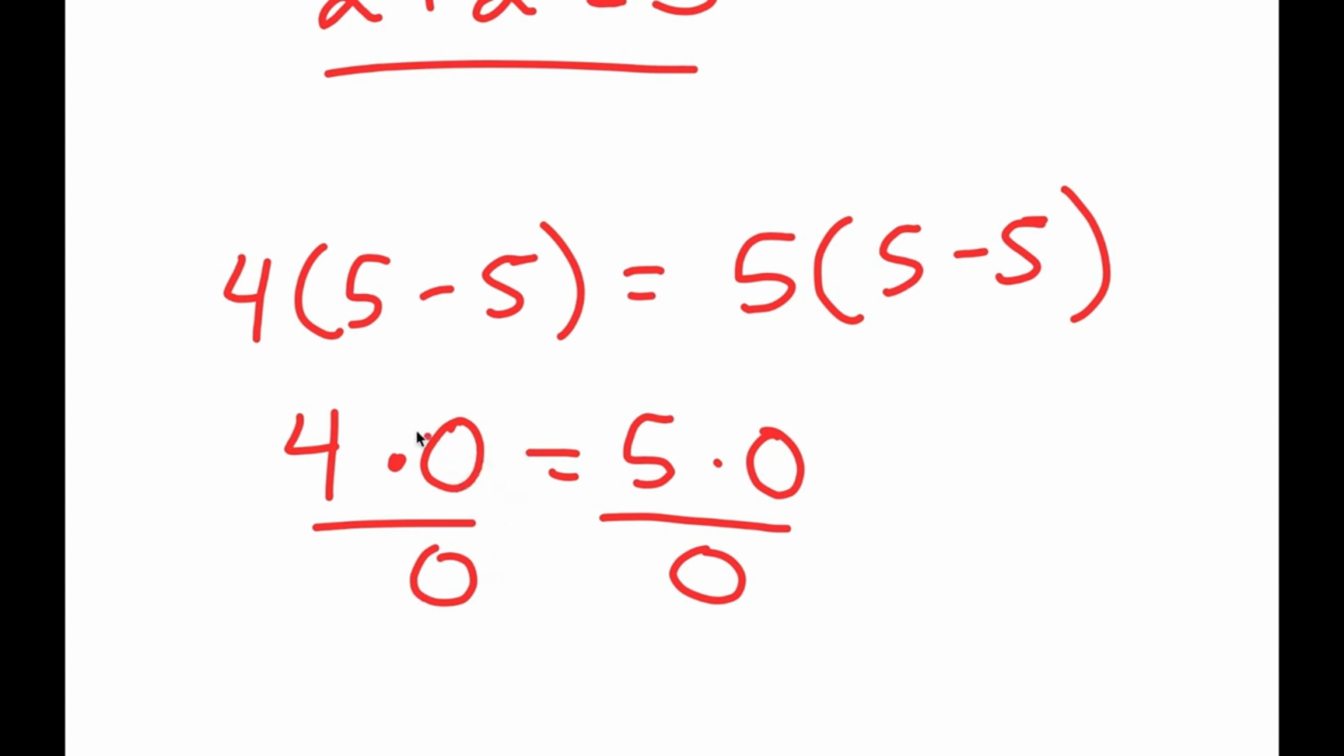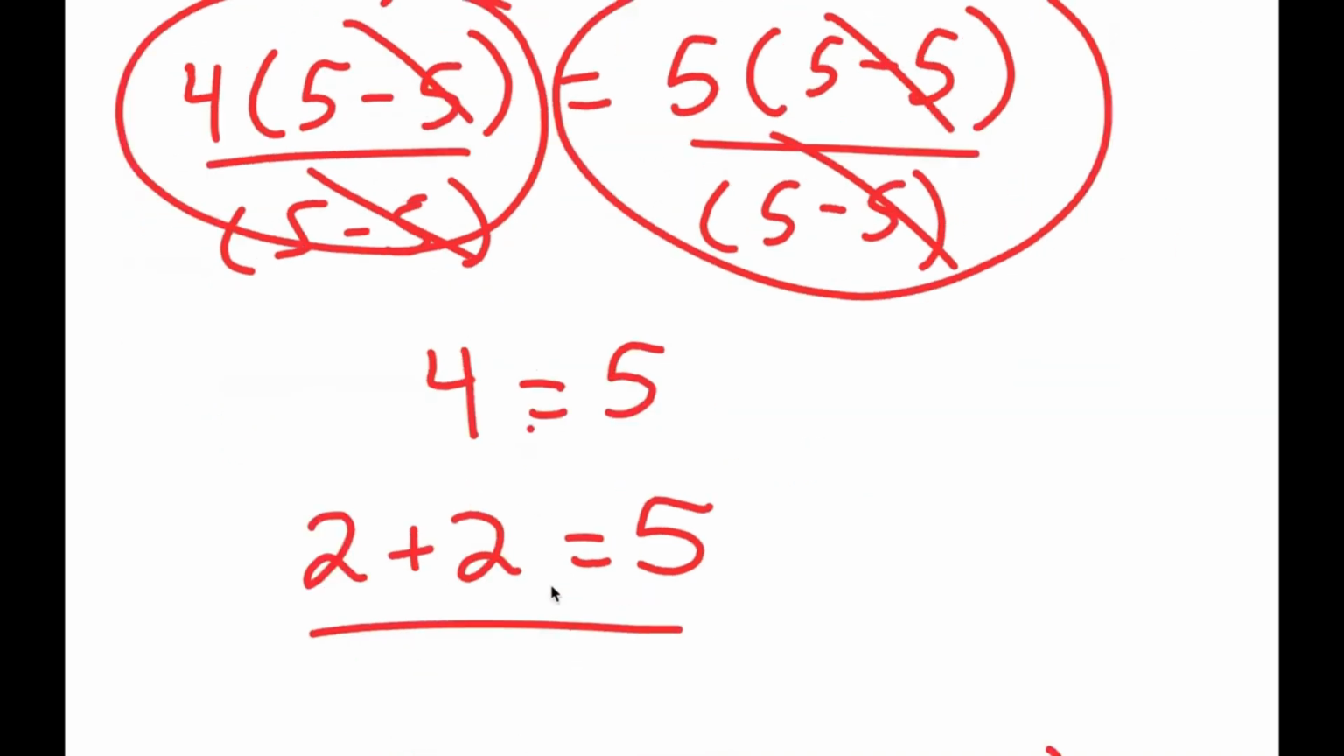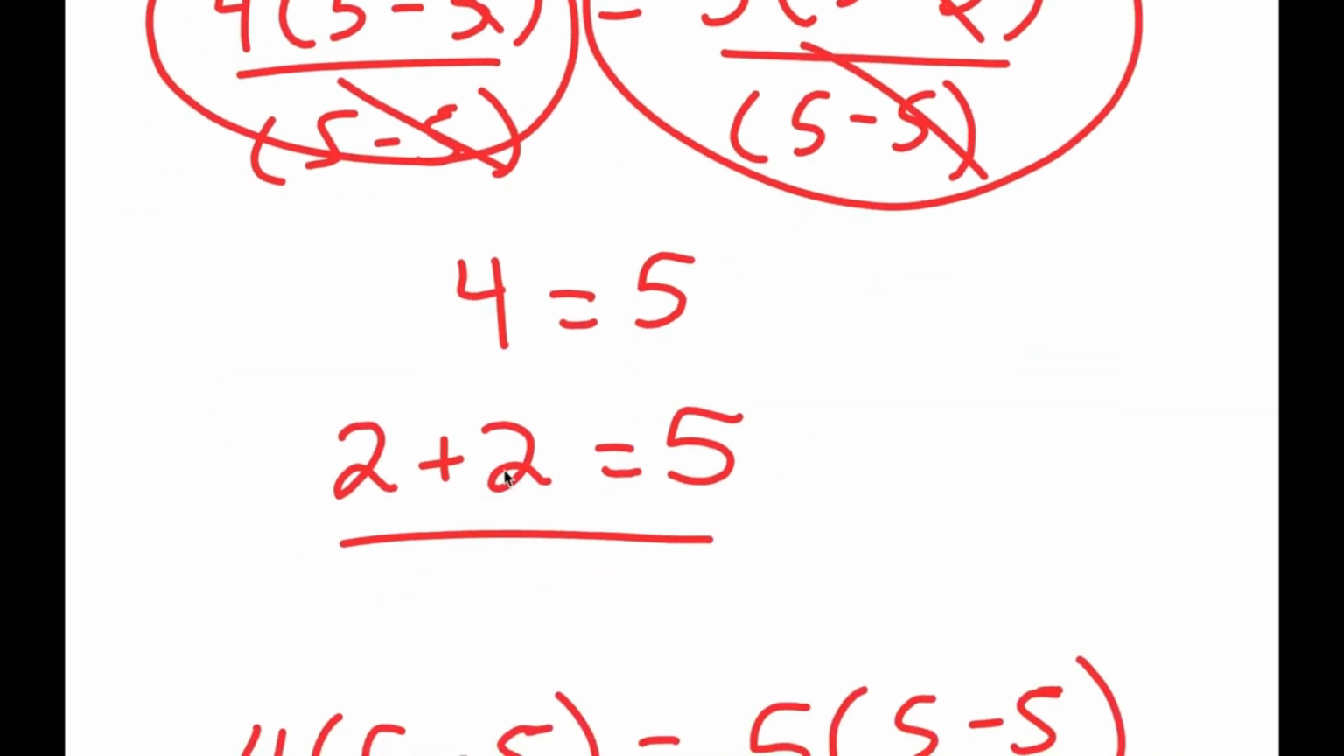So we can't actually cancel these out, because if we cancel it out, we're implying that 0 divided by 0 is equal to 1, which is wrong. So that's actually where I made the mistake when I canceled out the 5 minus 5s. I wasn't allowed to do that because that's basically dividing 0 by 0, and that is against the laws of mathematics. So this means that 2 plus 2 is not equal to 5. So, yeah.